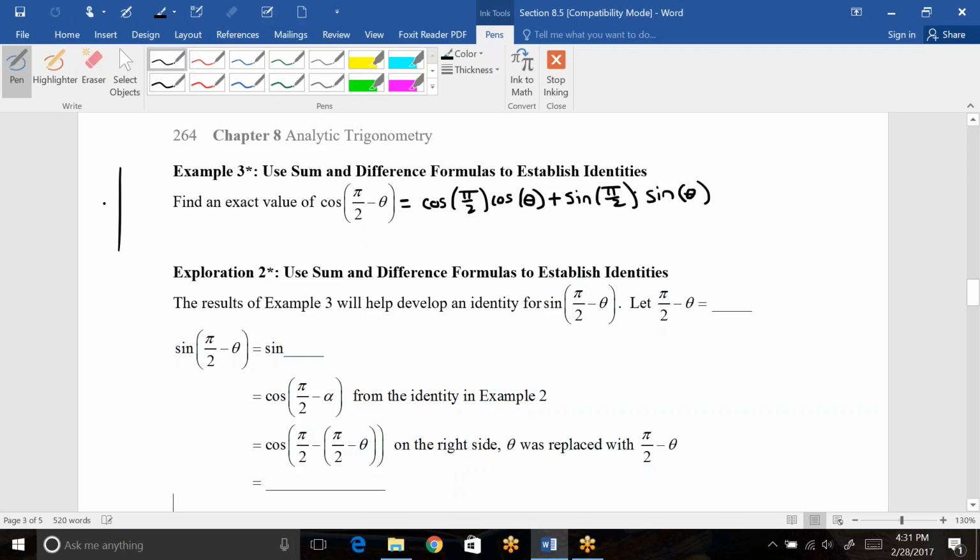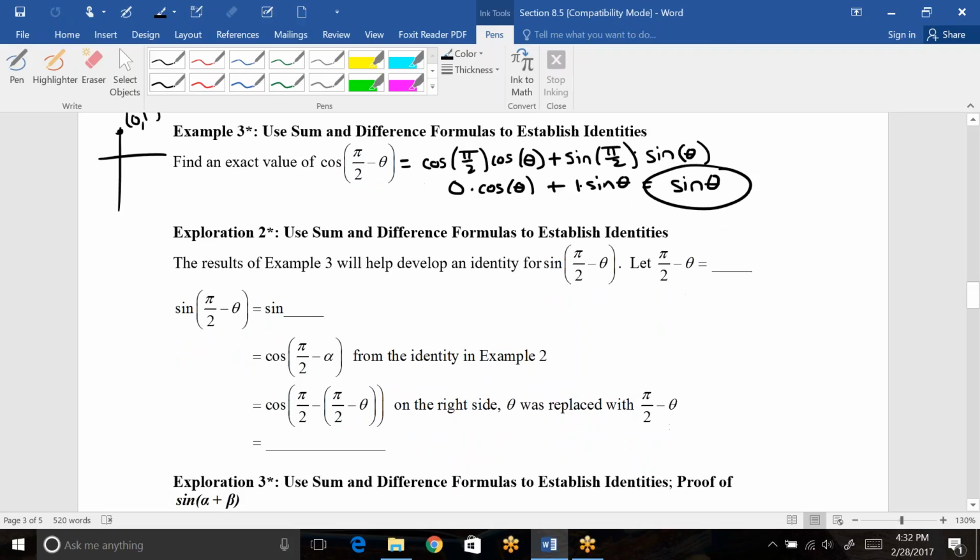Cosine of pi over 2, remember pi over 2 is right here up at the top. That's the point 0, 1. So cosine of that is actually 0. So 0 times cosine theta is going to go away. And this would be 1 times sine theta. So this is actually just sine theta, which makes sense because if you remember the graphs of sine and cosine, they are offset by a factor of pi over 2 of the wave.